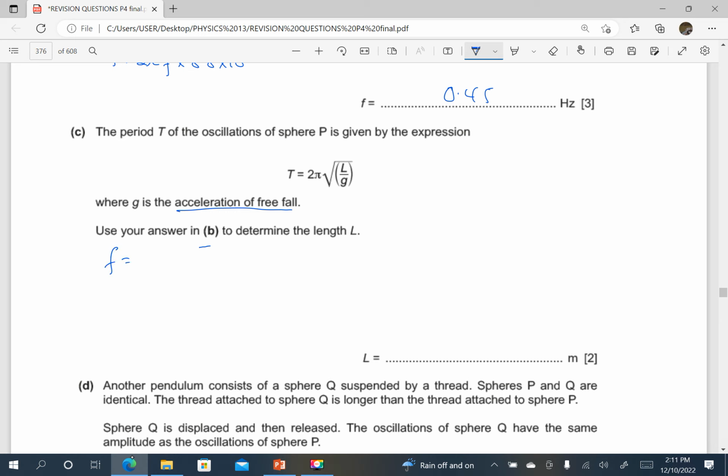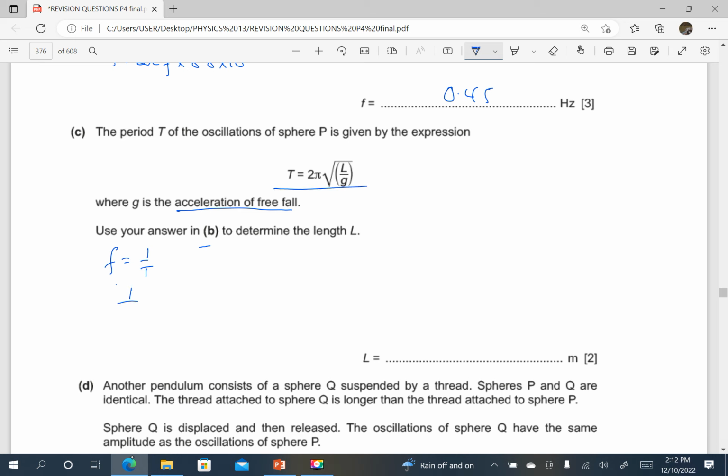Remember, frequency is equal to 1 over T. It is 1 over period. So we shall say that frequency is 1 over period. We have got the frequency, so it means period is 1 over what? 1 over f. And the period is given by this.